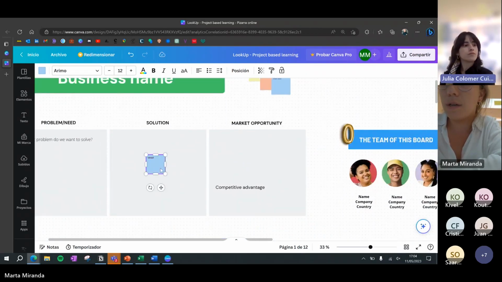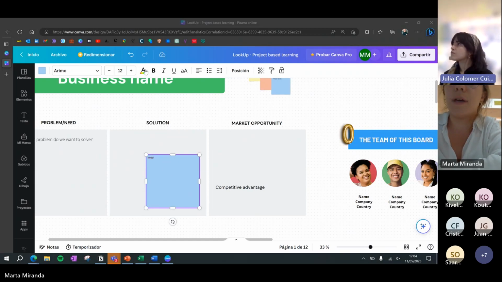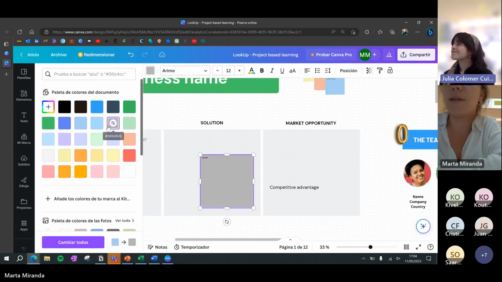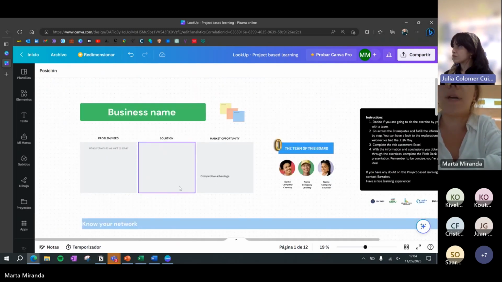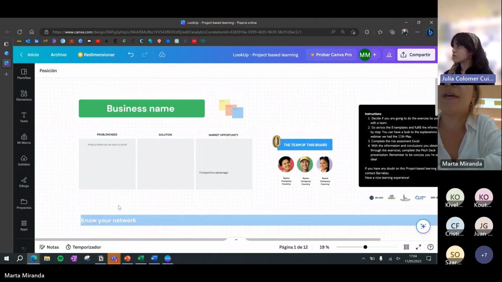You can move them. You can make them bigger. And also, if you want to play with the color, you can change here the color of the post-it. You can change the type, the font of the letters, whatever. Okay, so it is really easy for you. If you have any problem, also we can help you.